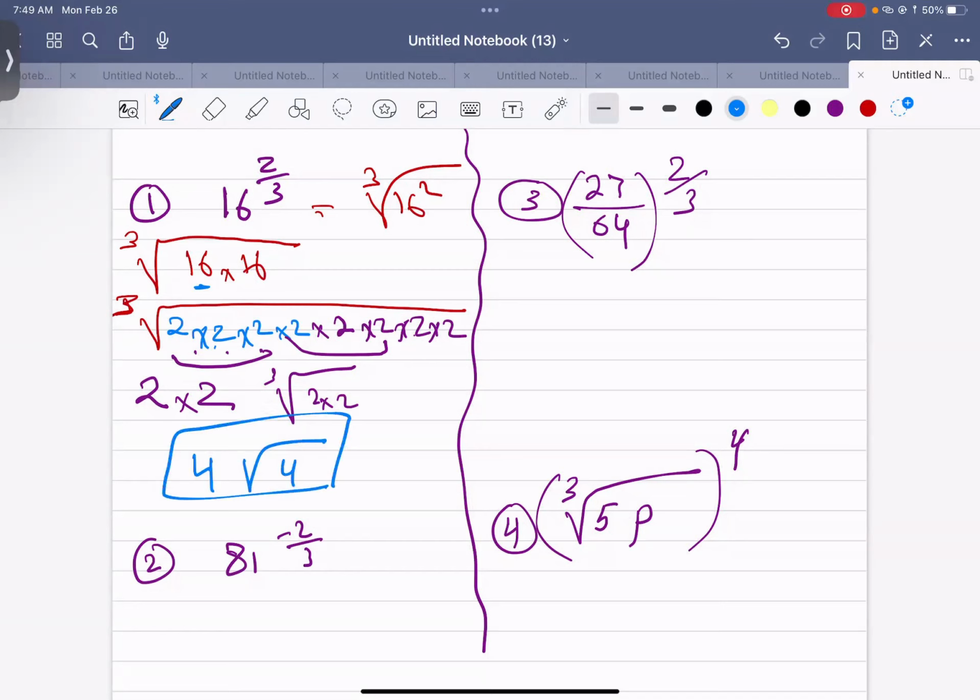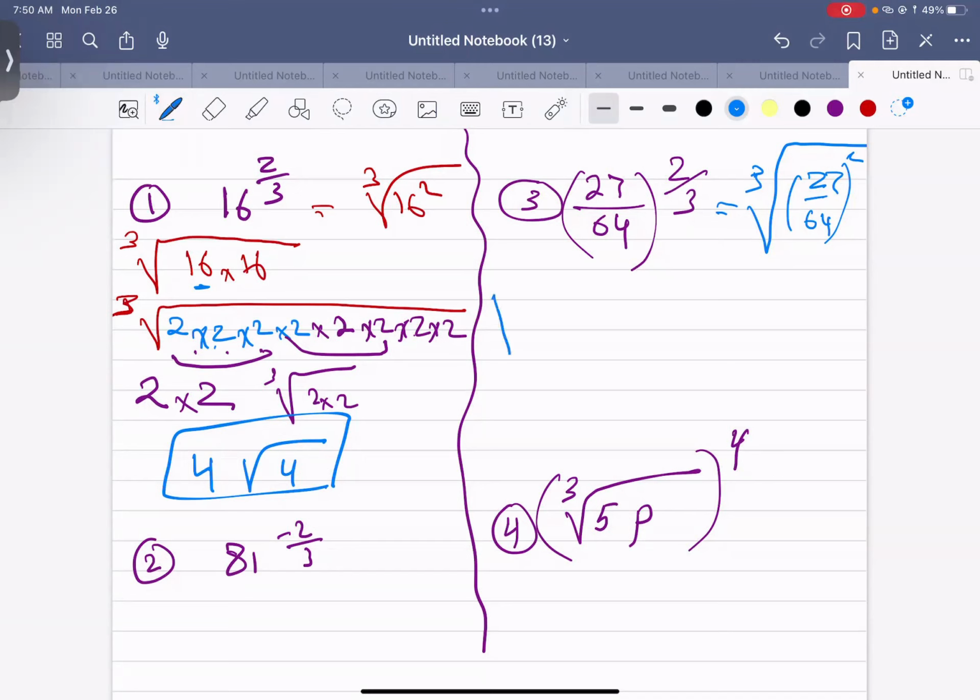All right. Now, how about this one here? I'm going to do the same thing and change it to a radical. So that's the cube root of 27 over 64, all squared. Remember, the denominator is the degree and the numerator is the exponent.